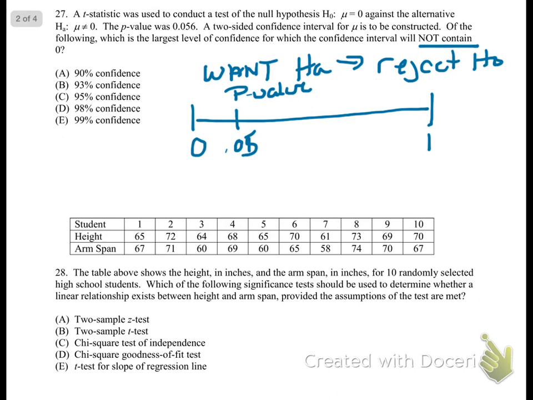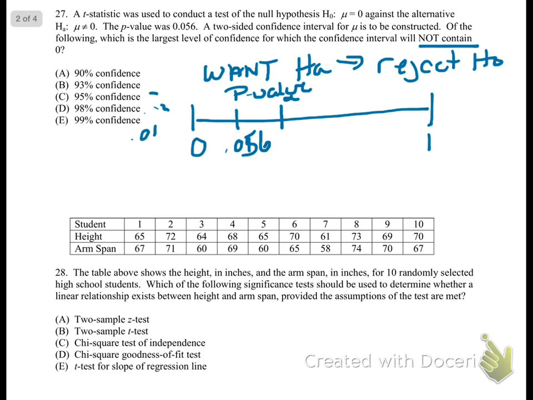All right? So the deal is, if we're rejecting H0, alpha has to be to the right of 0.05. And let me do 0.056. All right, so let's look here. I'm going to start at 99. So if it's 99, then alpha is 0.01. Well, 0.01 is less than. Okay, if it's 98, that's 0.02, but that's still less than 0.05.